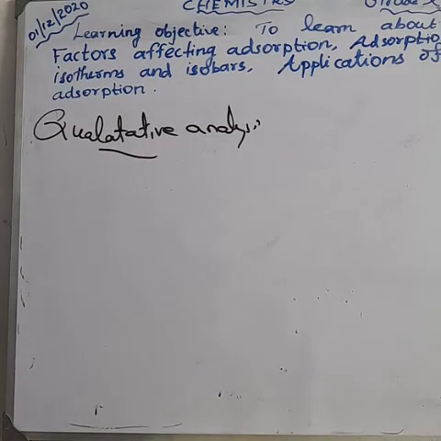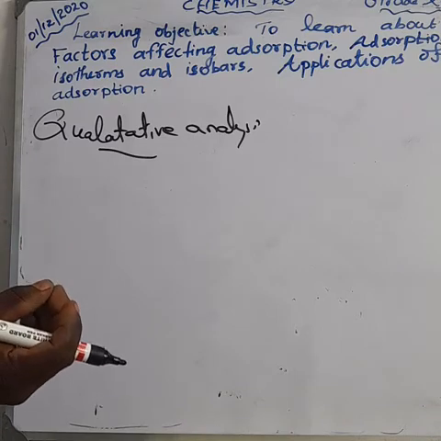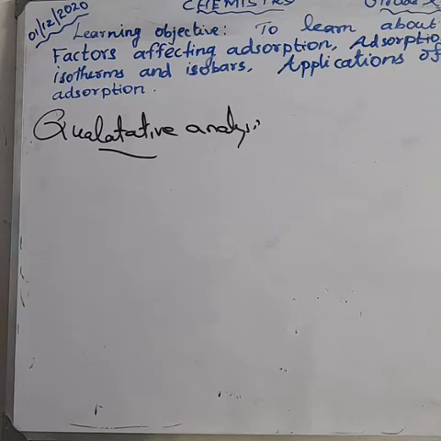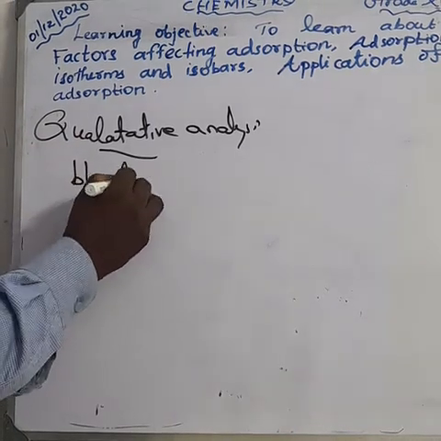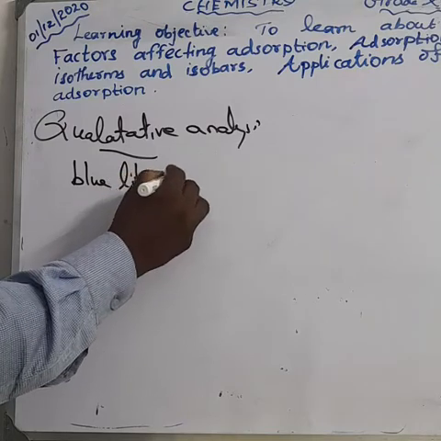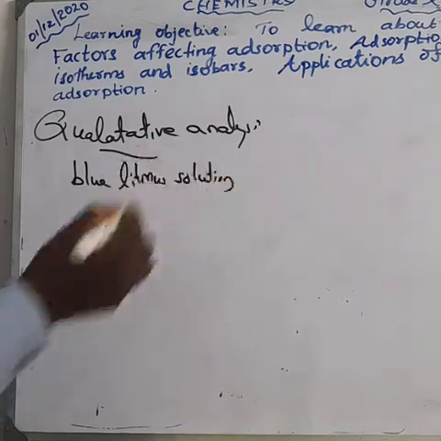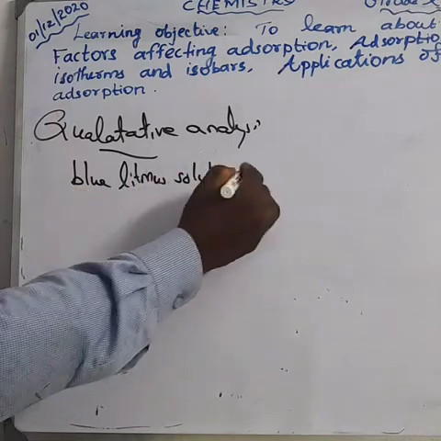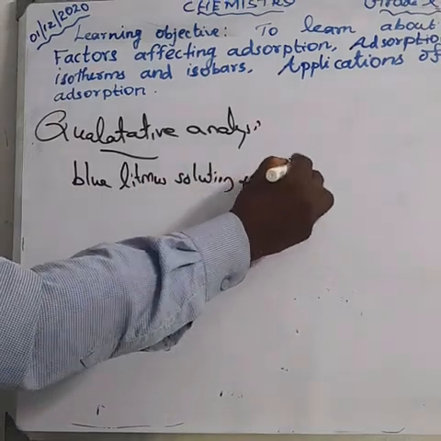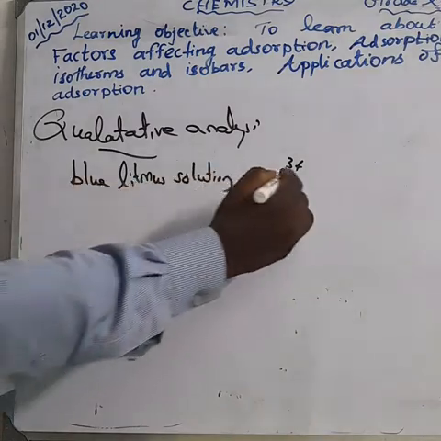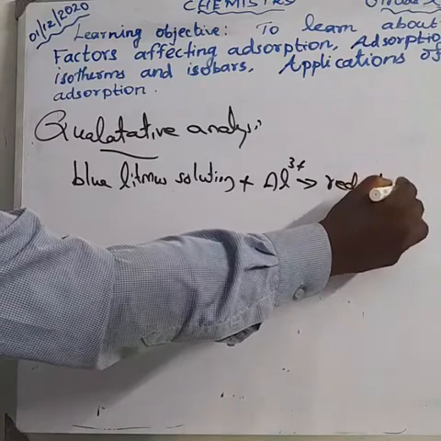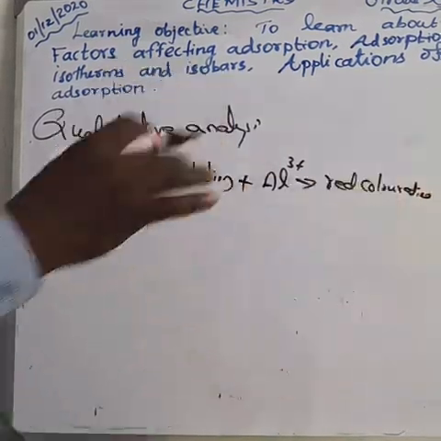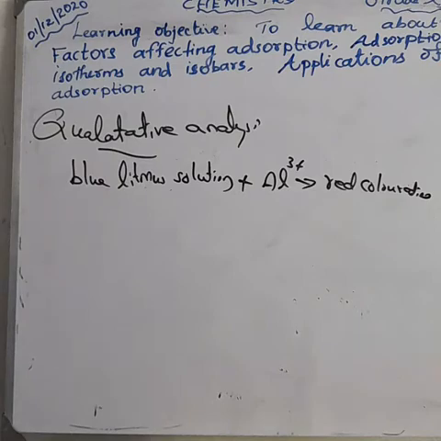Here, qualitative analysis. We know about the blue litmus solution and the red litmus solution. We are taking a blue litmus solution, and this blue litmus solution we have to add to aluminium. If we add aluminium, we get a red coloration.